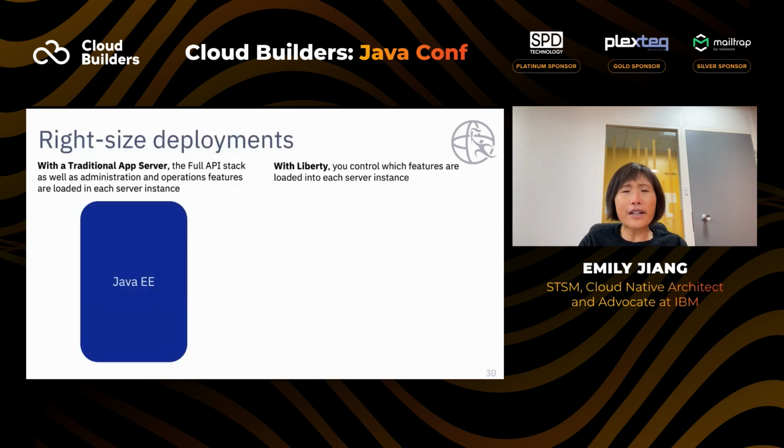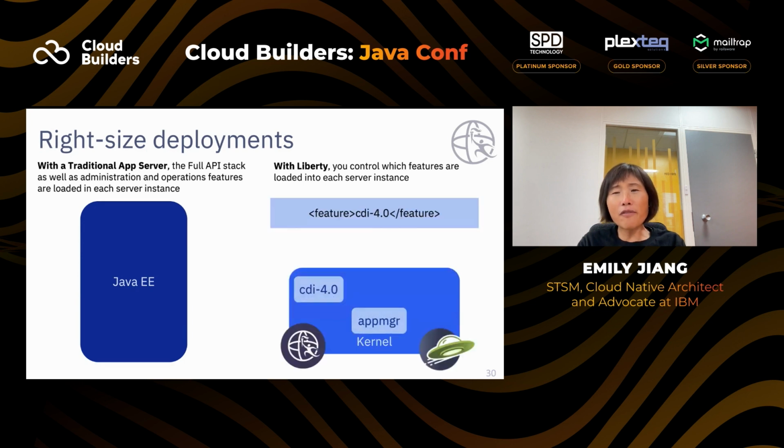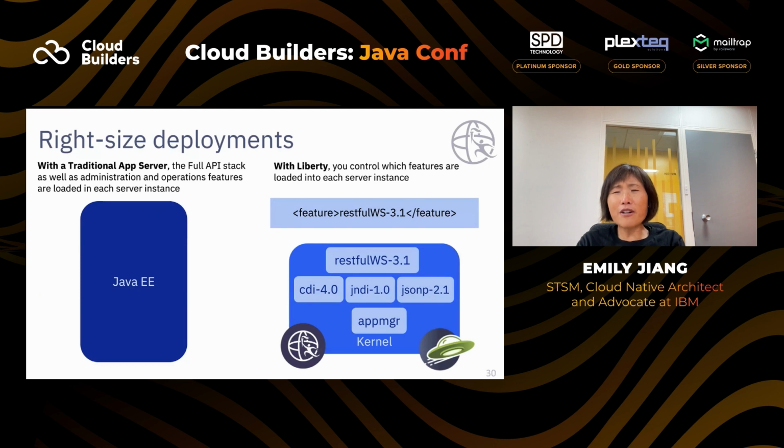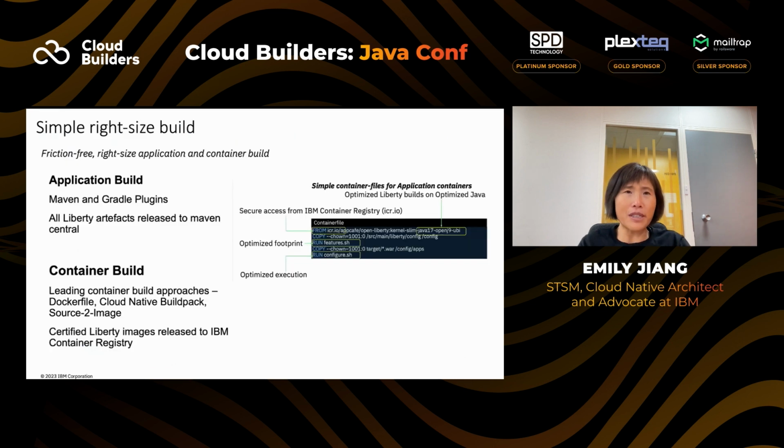If you know WebSphere Application Server, with WebSphere you get everything, no matter whether you use it or not. But Liberty just gives you a kernel. If you want to use CDI, it gives you CDI and an app manager on top of the kernel. If you want to use Jakarta RESTful Web Services, it adds more building blocks. With this, you get a right-sized deployment.